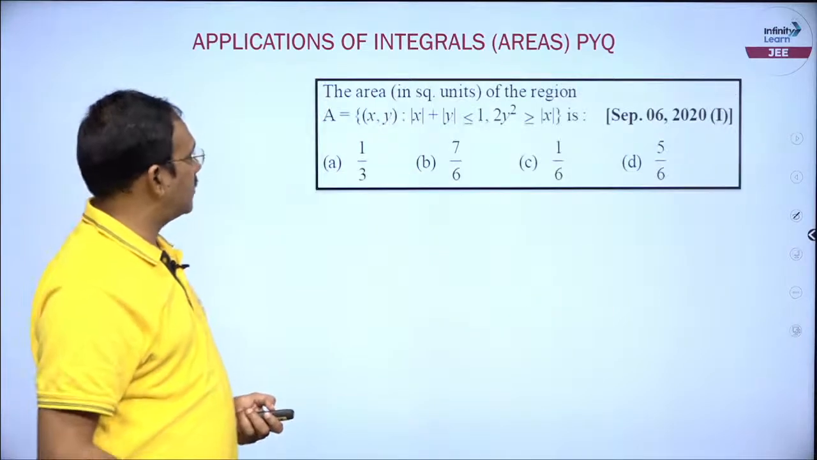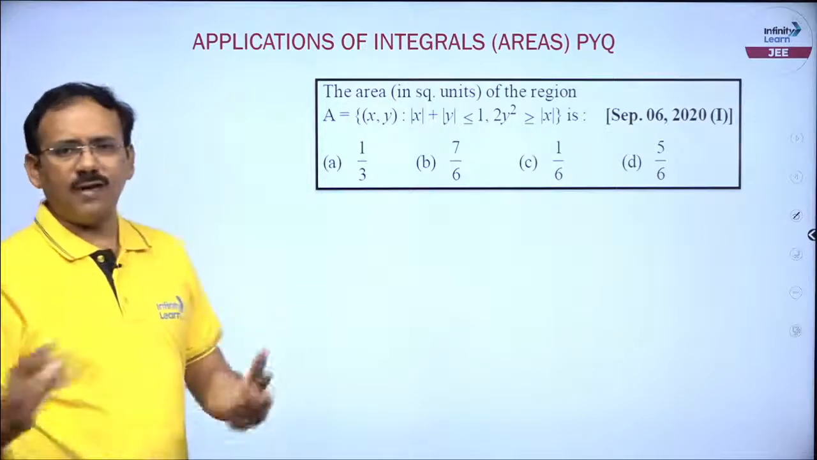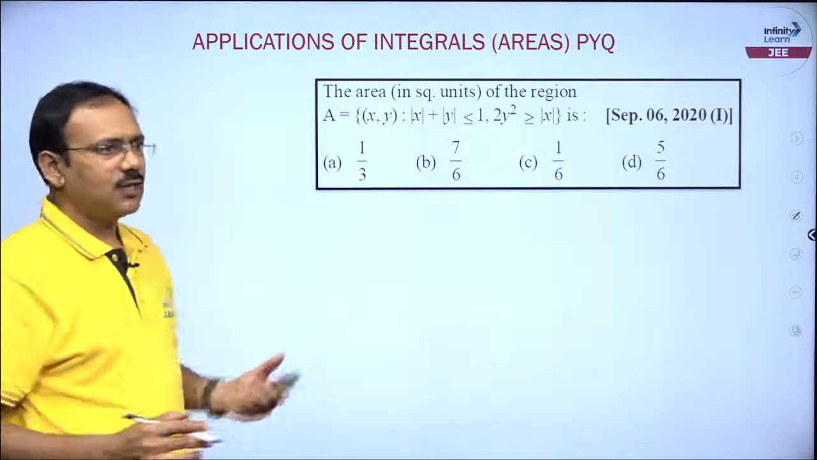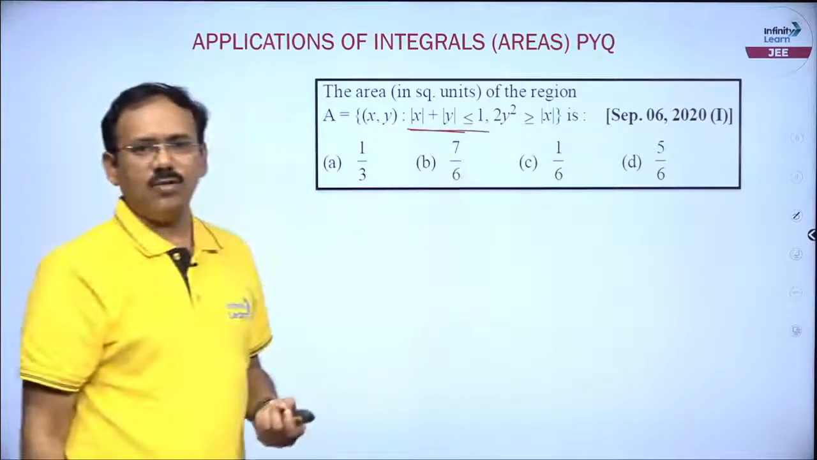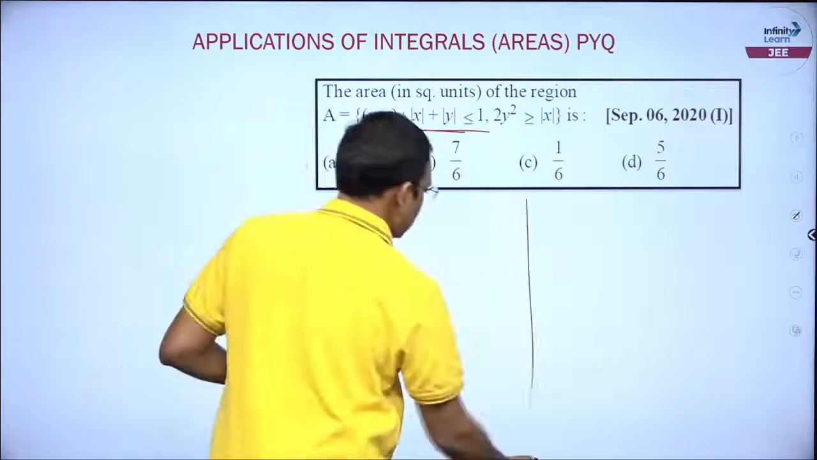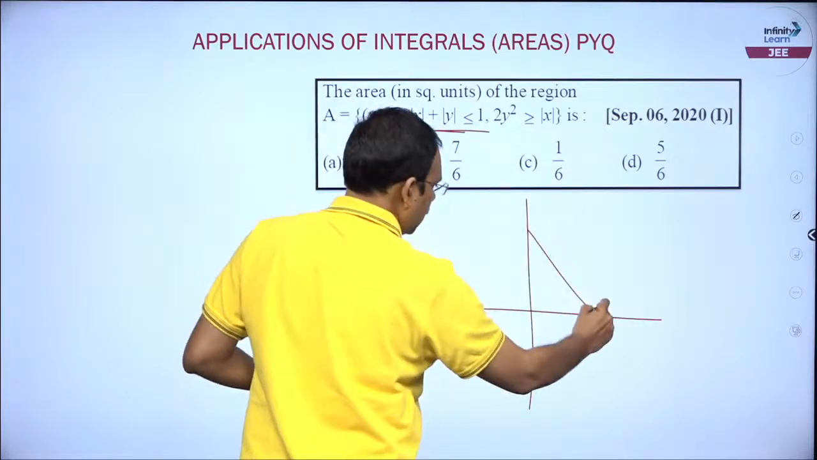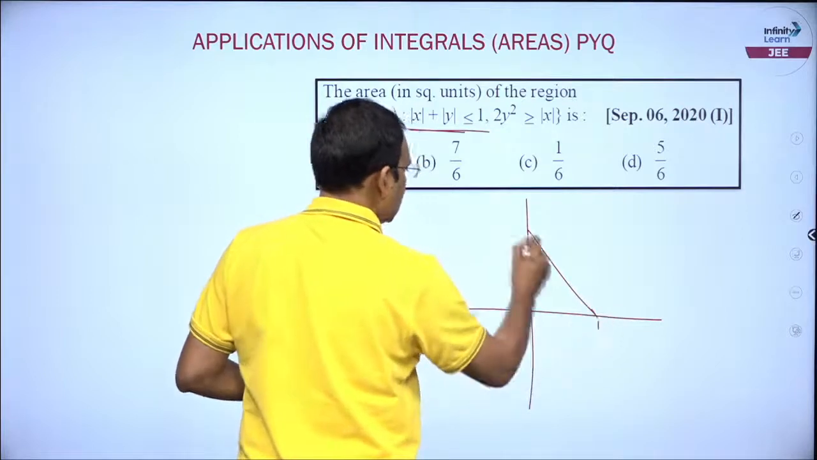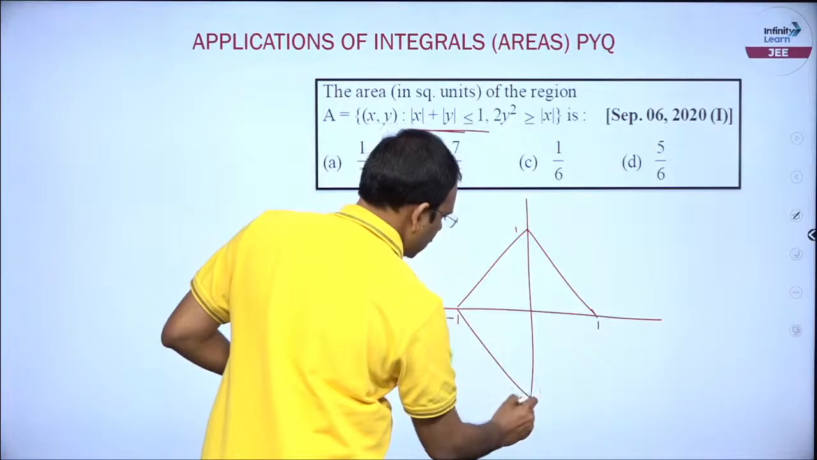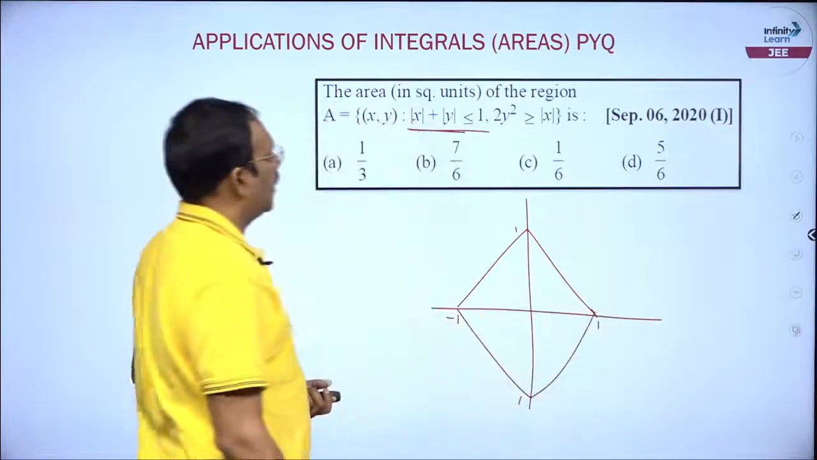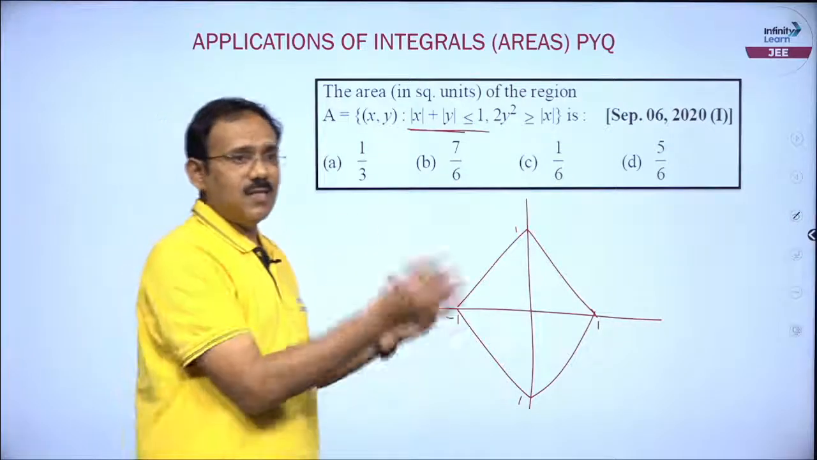The next, dear friends, you see this question, the area of this function. You see, the same kind of questions have been repeated. I can say mod x plus mod y less than or equal to 1. One should be familiar with this particular curve. I think you know this is a square, in fact. This is x intercept 1, y intercept 1. In the same way, minus 1, this is 1, like this.